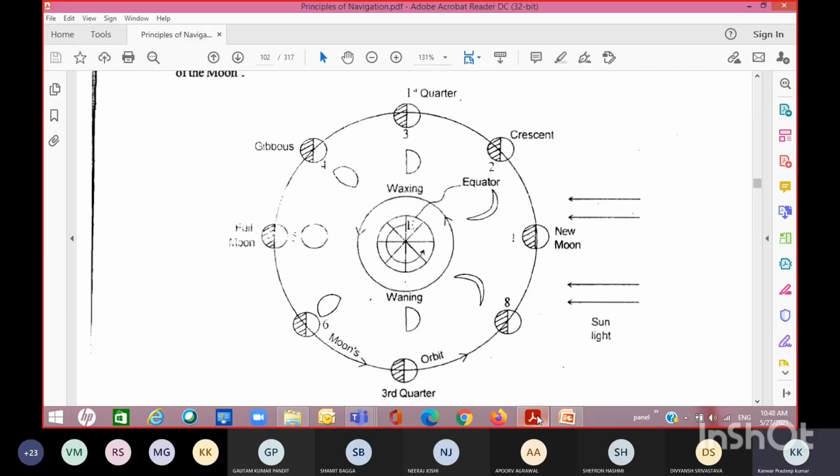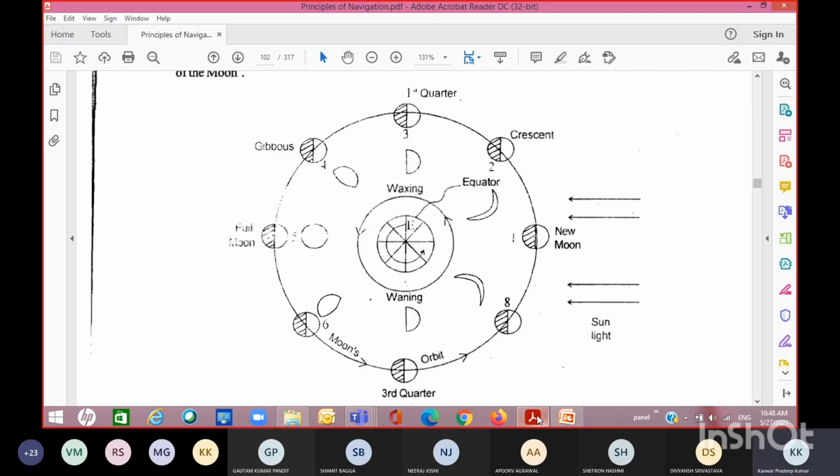The Earth is in the center. We are seeing from the top, so rotating anti-clockwise. On the right is the new moon, and further right is the sun. So sunlight is coming from the right side of the page.